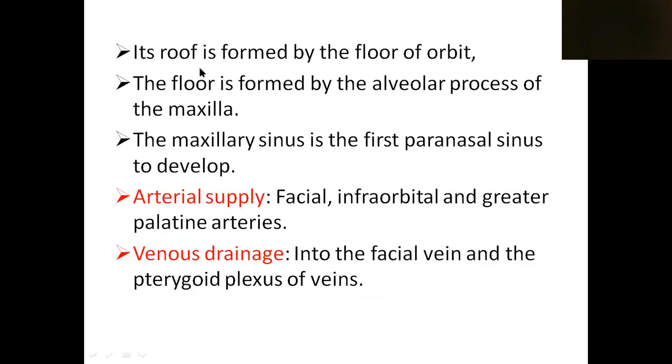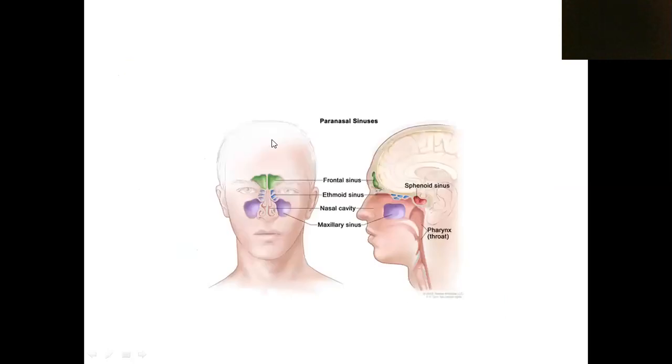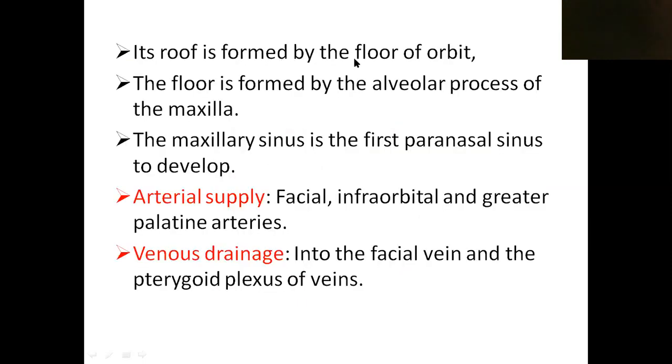Now, the roof of the maxillary air sinus is formed by the floor of the orbit. We have to check it. See, this is the orbit. The roof of the sinus is formed by the floor of the orbit. And the floor of the sinus is formed by the alveolar arch. See, here comes the alveolar arch with the teeth. So here, the floor is formed by the alveolar arch, the roof is formed by the floor of the orbit. The floor is formed by the alveolar arch of the maxilla.